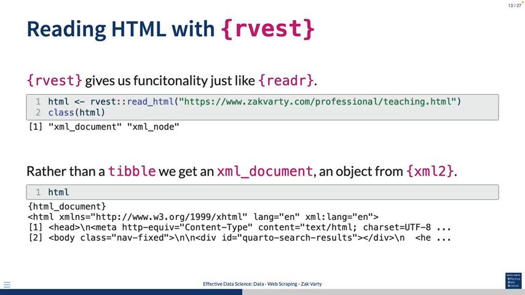In the bottom code block, we can see that this object is split into several components. First is some metadata on the type of document that we've scraped, followed by the head of that document, and then finally the body of that HTML document. From here, we've got several possible approaches to extracting information from this XML document, depending on exactly what we're interested in.